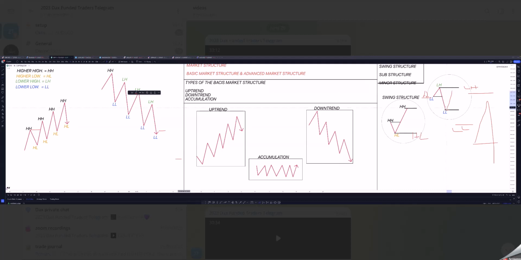The retracement is usually like this. It's usually called the substructure. So immediately price retraces back into this lower high zone, then we get a continuation, which is called a minor structure. I hope you are following.